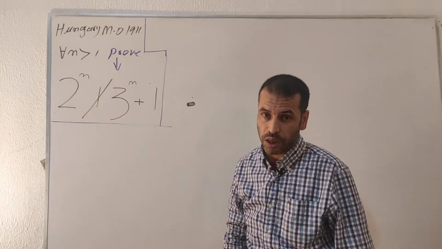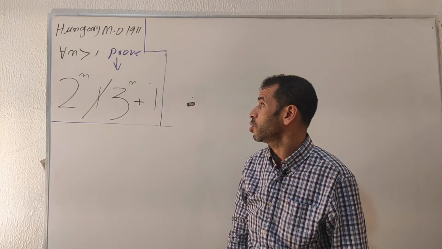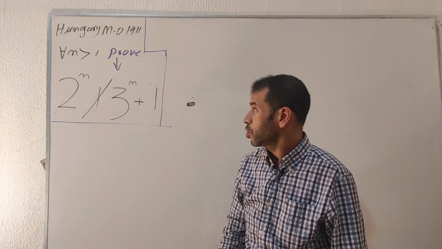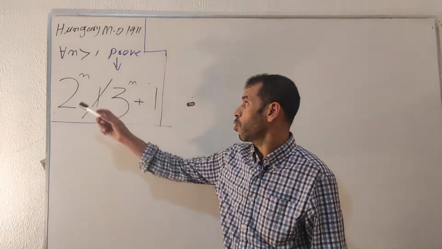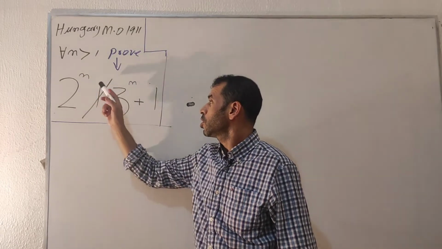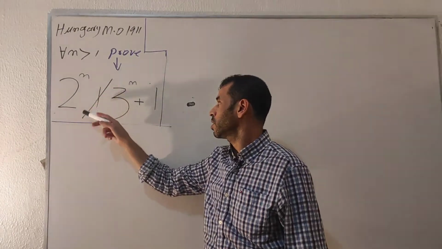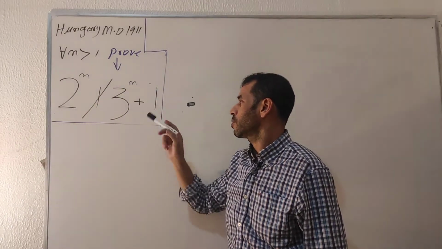In today's video, here is a nice problem. It's coming from the Hungarian Mathematical Olympiad, edition 1911, which is an old problem. Here is the following statement: for all n, a natural number strictly greater than 1, our goal is to prove that 2^n does not divide 3^n + 1.